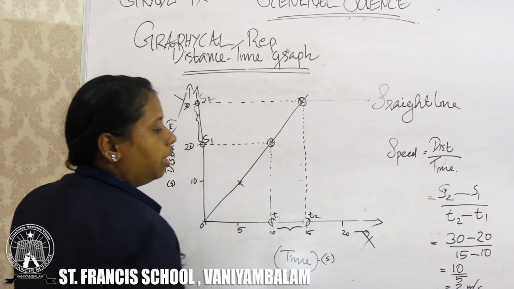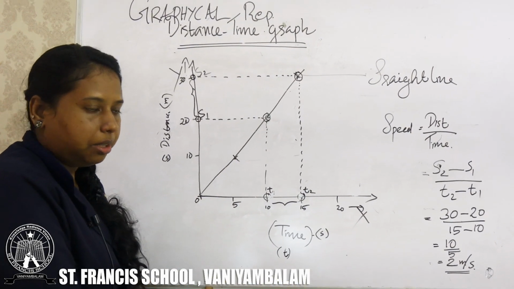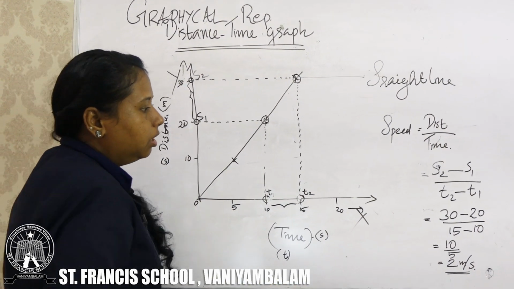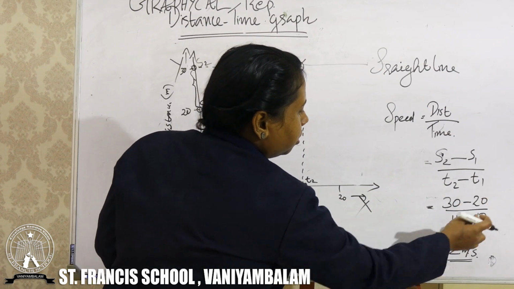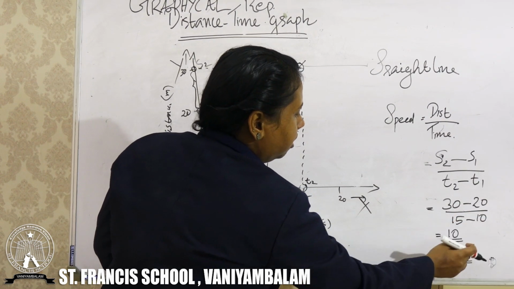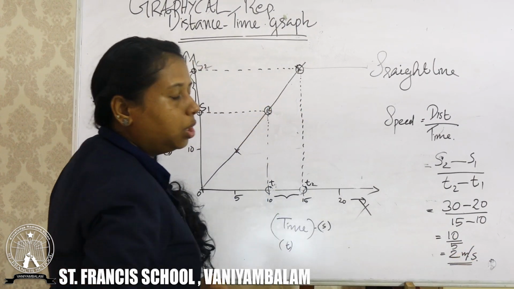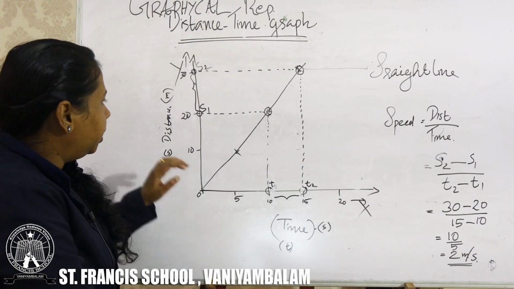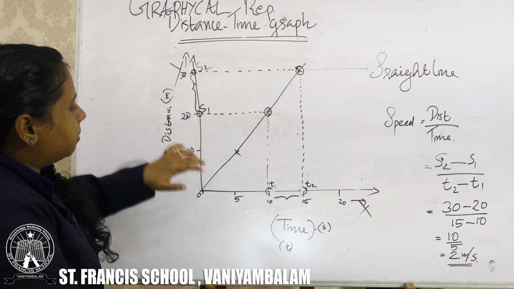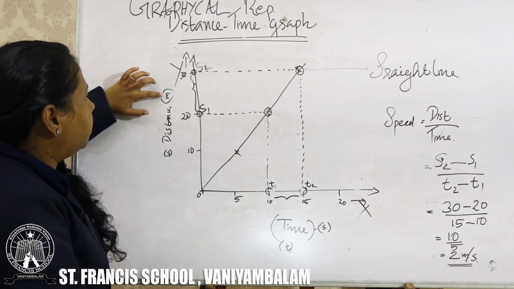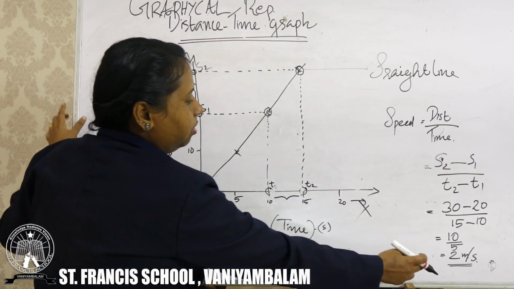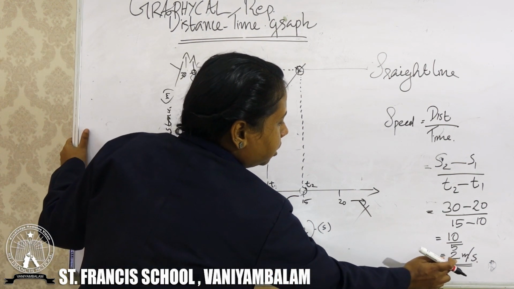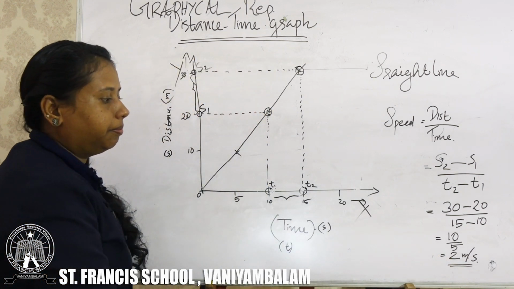Don't forget to write the unit. It is very important. So this is 30 minus 20, 10, 15 minus 10, 5. 10 divided by 5 is equal to 2. The equation is distance by time and the unit is meter per second. So we will get 2 meter per second.